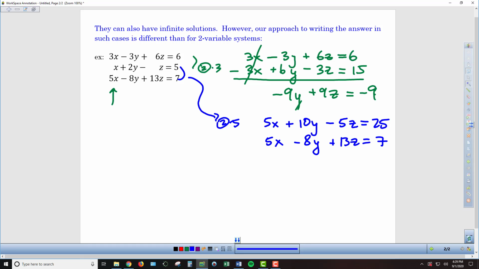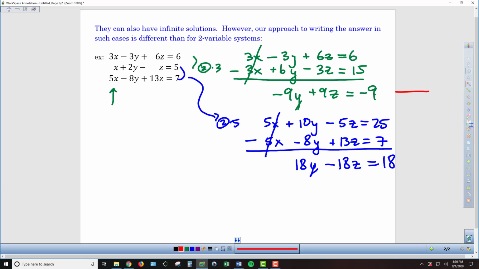And now once more I'm going to have to subtract these equations. And so if we subtract those, the x's go. 10 minus negative 8 becomes 10 plus 8, so we get 18y. Same thing with the subtraction once more. Negative 5 minus 13 is going to give us negative 18z, and then 25 minus 7 gives us 18. So now I've got my two equations.